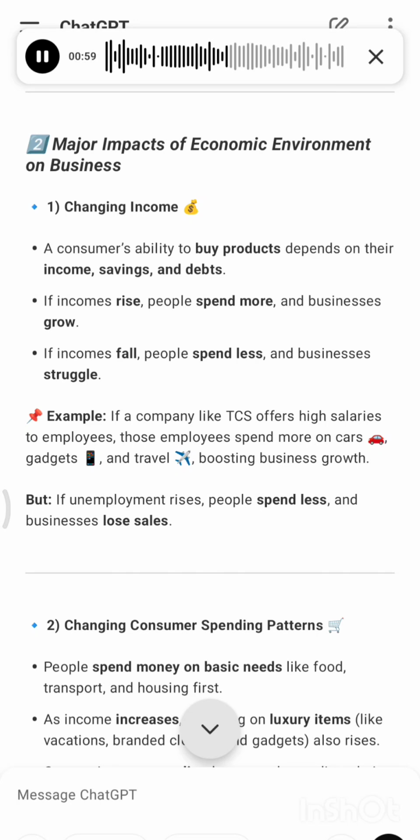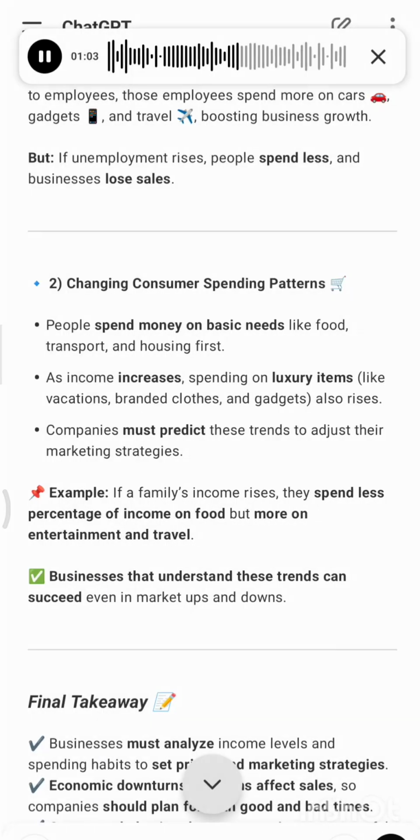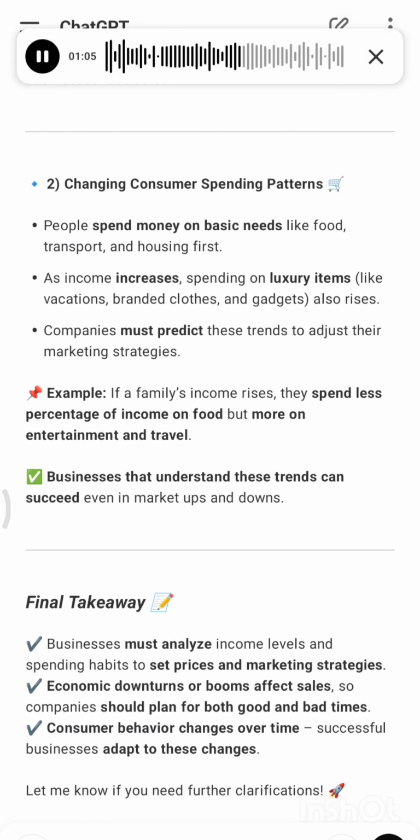2. Changing consumer spending patterns. People spend money on basic needs like food, transport, and housing first. As income increases, spending on luxury items like vacations, branded clothes, and gadgets also rises. Companies must predict these trends to adjust their marketing strategies. Example: if a family's income rises, they spend a lower percentage of income on food, but more on entertainment and travel. Businesses that understand these trends can succeed, even in market ups and downs.